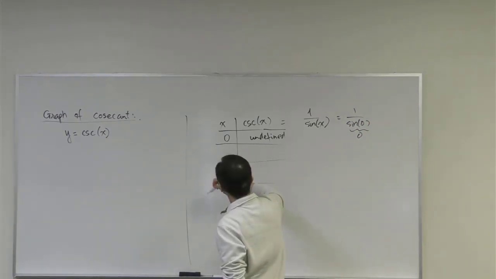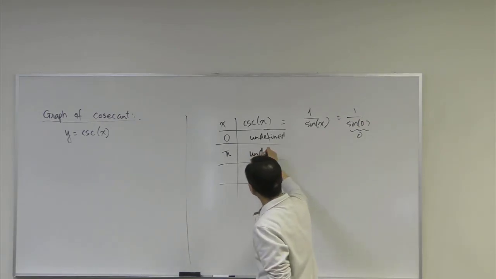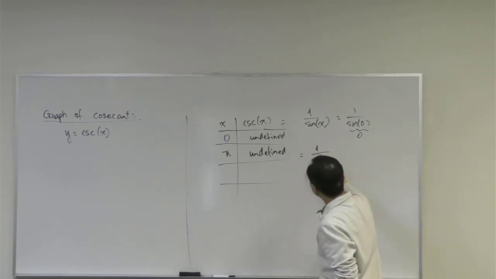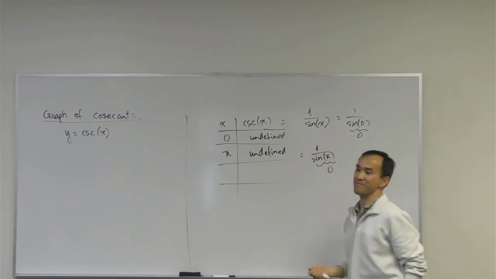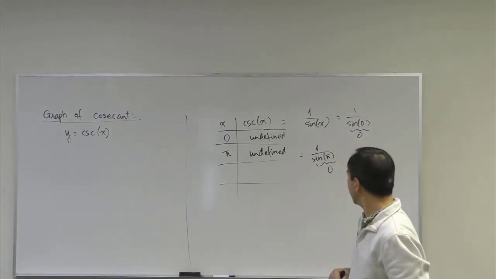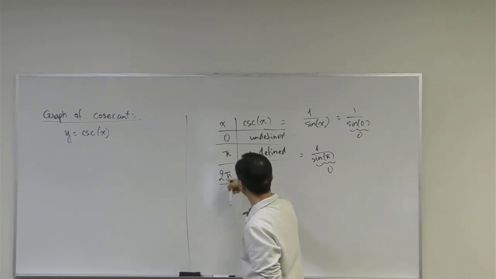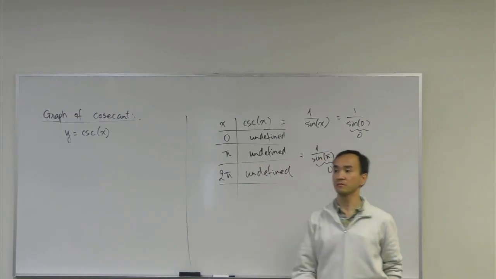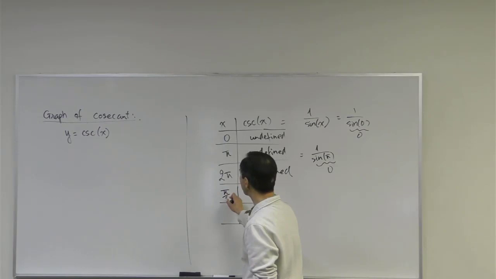What about the pi over here? It's another undefined, right? Because this is the same as 1 over sine of pi, and sine of pi itself is 0. Agree with that? Then check to see if you agree with me. I say when x is equal to 2 pi, it's another undefined thing. Make sure you double check too. Do you agree?